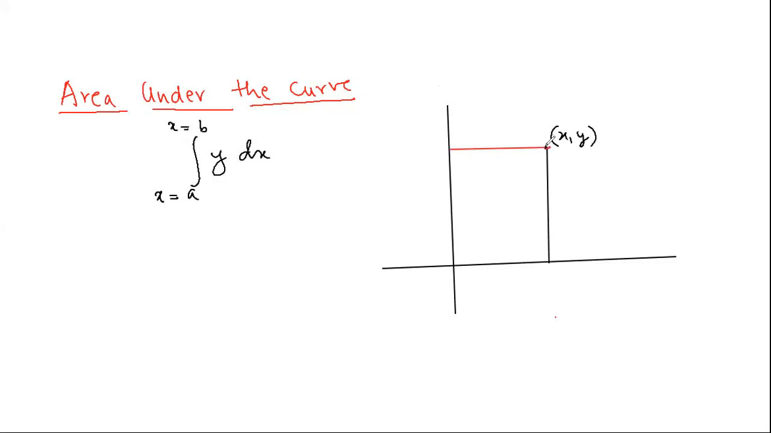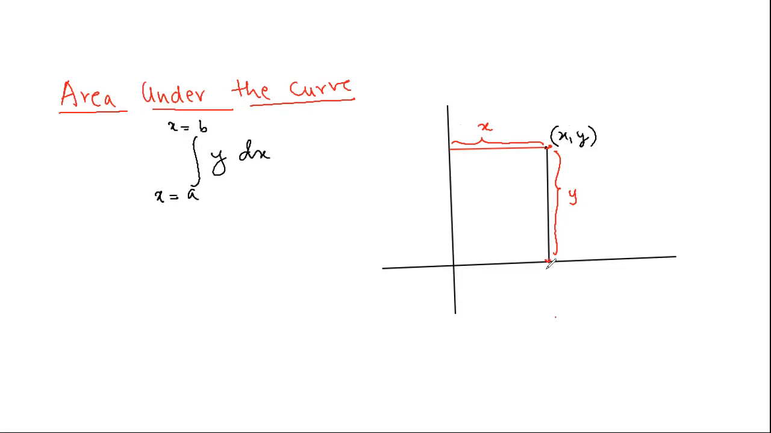The length from this point to this point is y. The length from this point to this point is x. I'm using length or displacement, because it can be positive or negative; if it comes to this side, it will be negative. But let's take the positive case and just proceed.